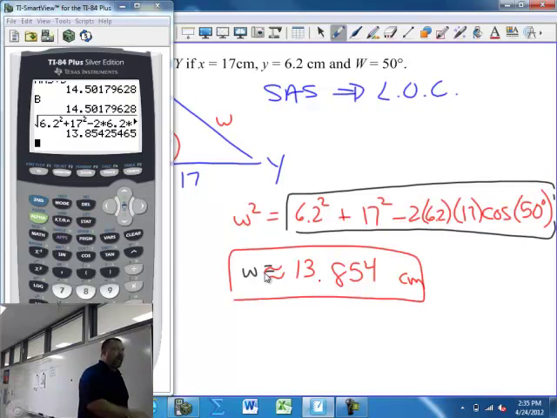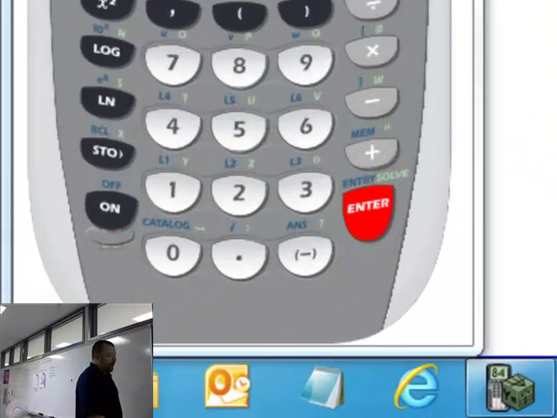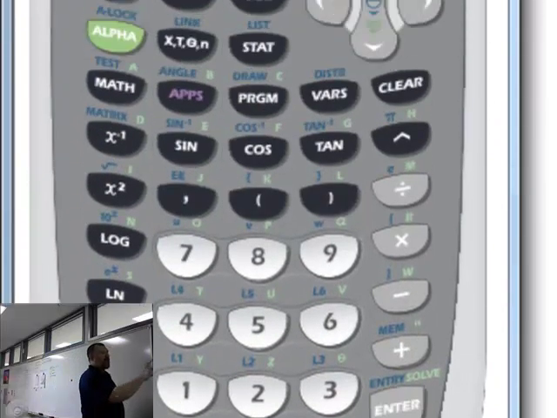Centimeters. Is W equal to that exactly? Not quite. We should save that. What letter would you like to use? I'd like to use W. So once again, we hit store, W.